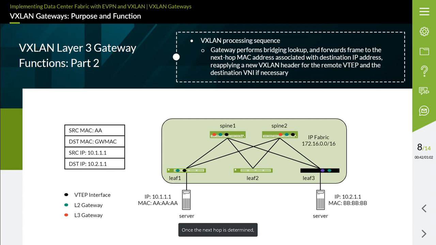Once the next hop is determined, the Ethernet frame sourced from the IRB virtual MAC address is forwarded over the next hop to the destination IP address. If the next hop towards the destination IP address is a VXLAN tunnel, the appropriate VXLAN IP, UDP, and VXLAN header information is placed on the packet prior to transmission.